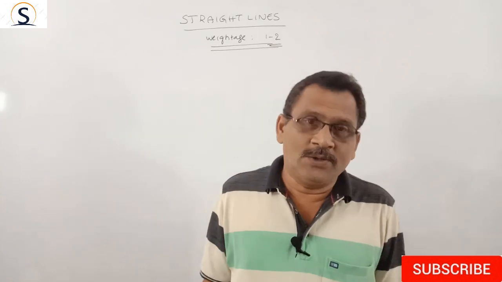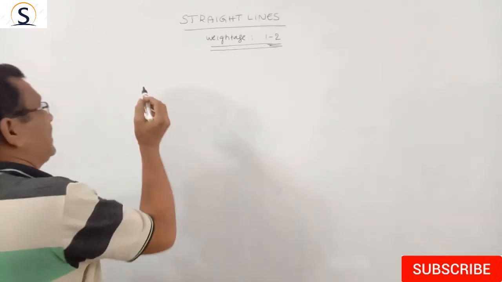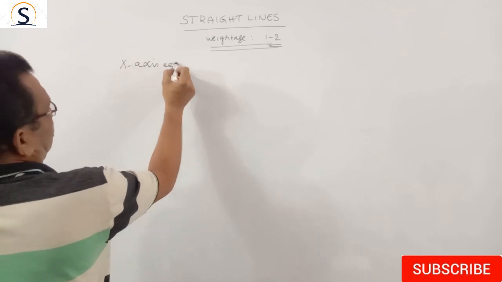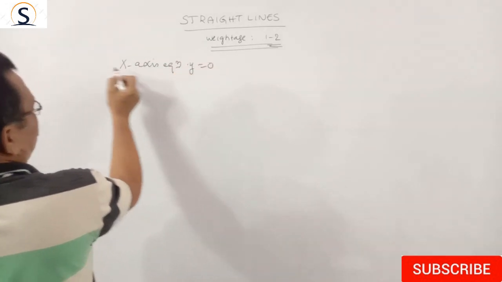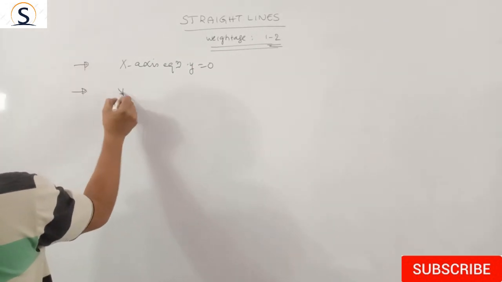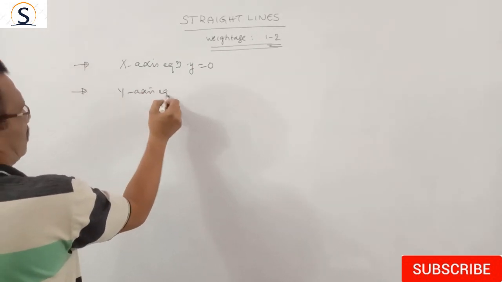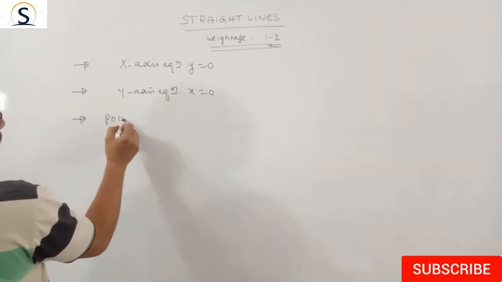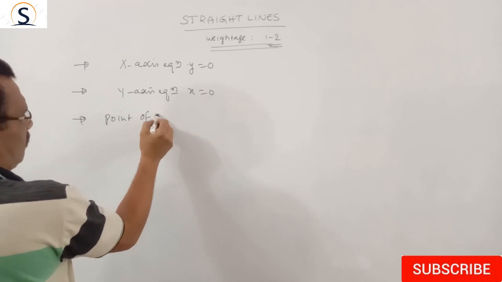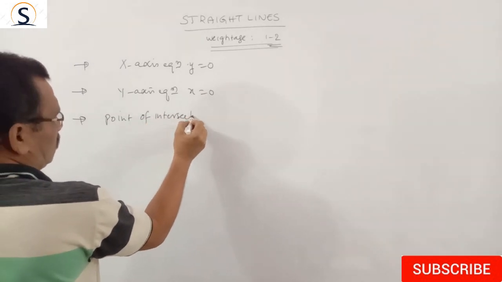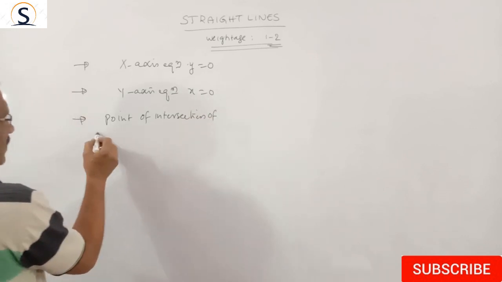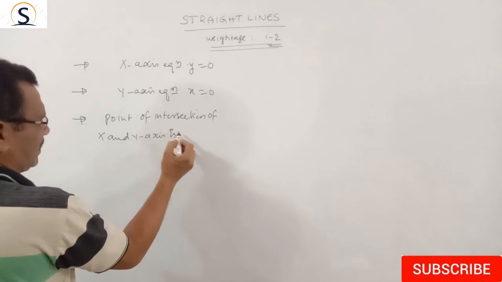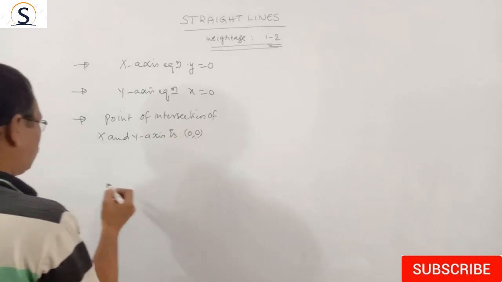Now, the x-axis equation is y is equal to 0, and the y-axis equation is x is equal to 0. Next, the point of intersection of the x and y axes is (0, 0). This is called the origin.